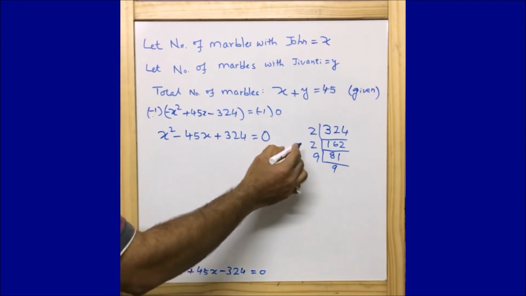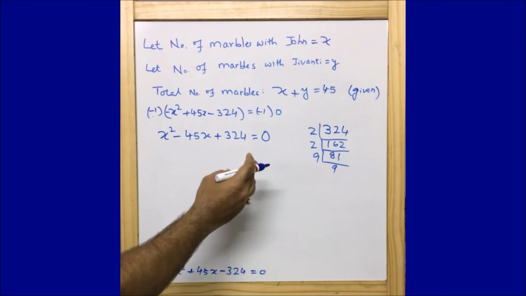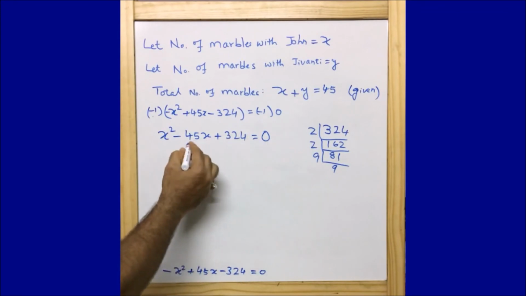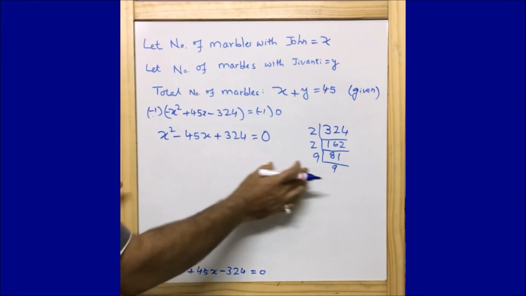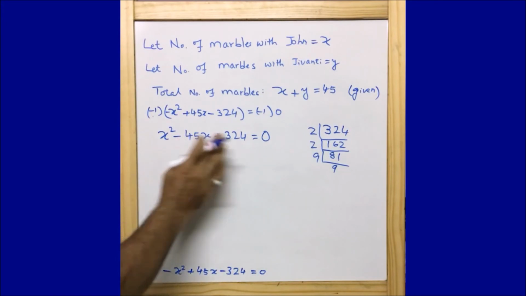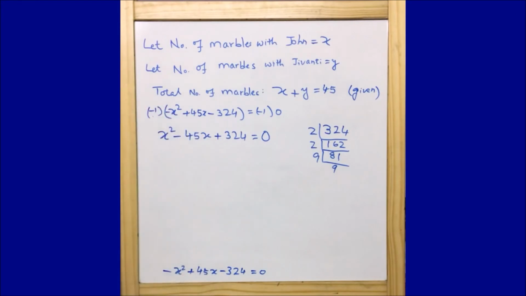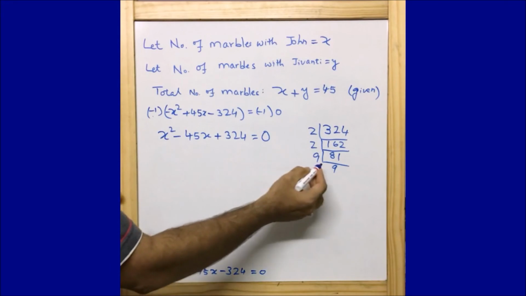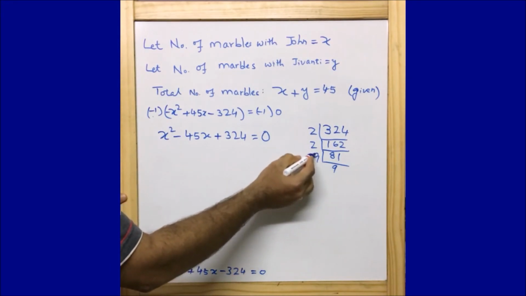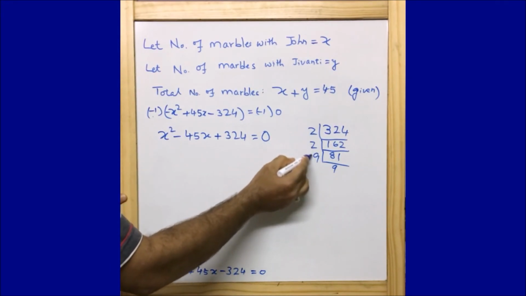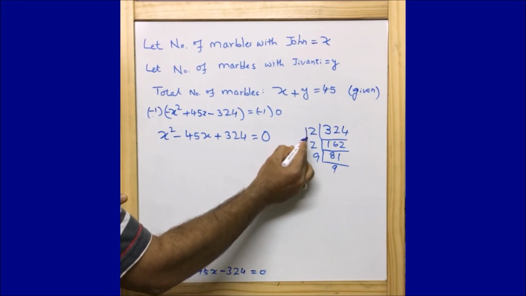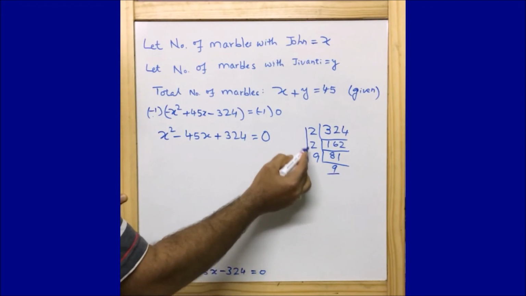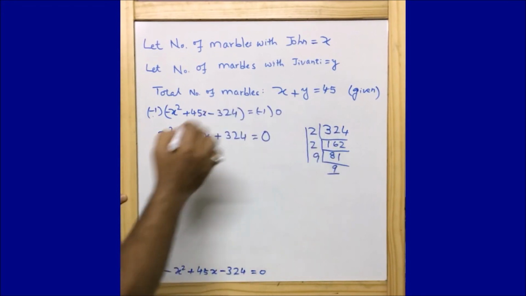Our main objective is that we are going to partition this 45 in such a way that adding the two parts will give 45 and multiplying the two parts will give 324. Now guys, what we will do, 9 into 4 is 36. So 36 plus 9, I am getting 45, and 36 into 9 is nothing but 324.